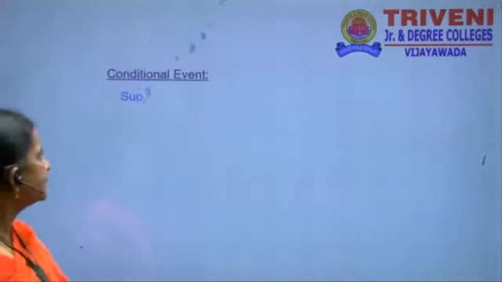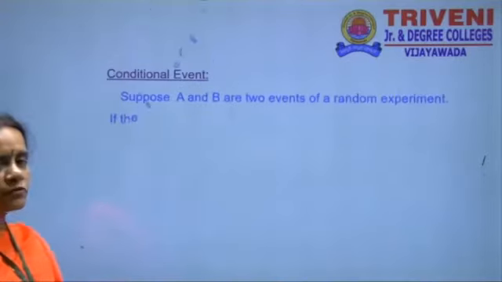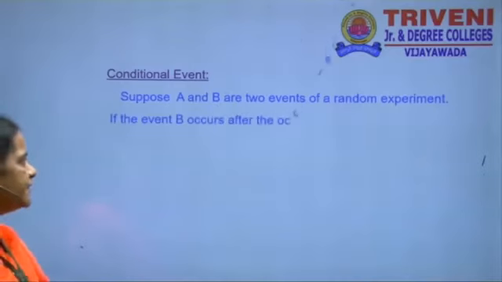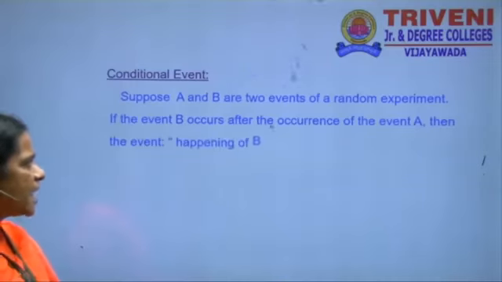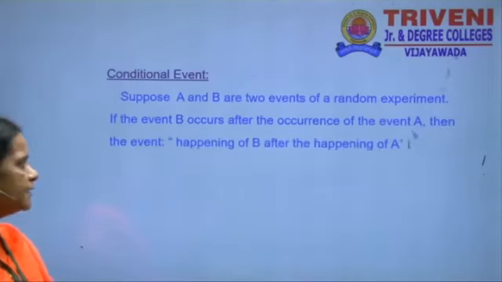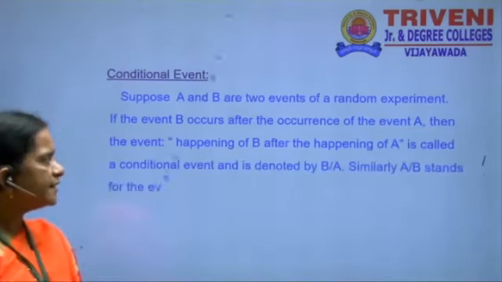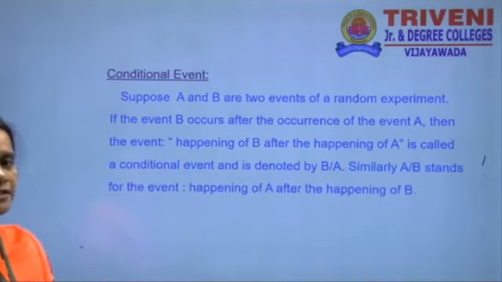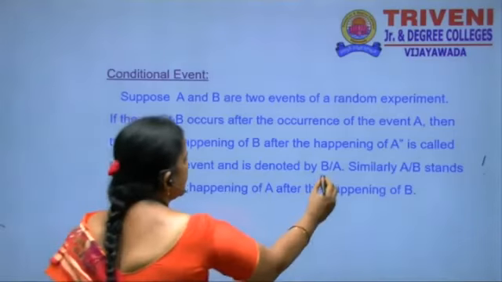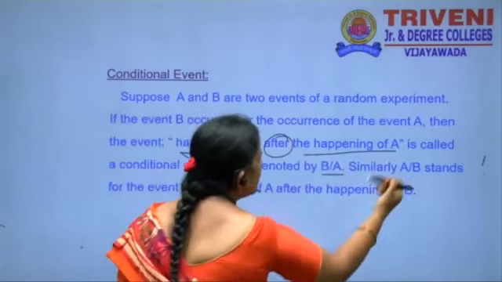The next definition is conditional event. Conditional event means suppose A and B are two events in a random experiment. Then the event B occurs after the occurrence of A, the happening of B after the happening of A, is called a conditional event. It is denoted by B of A, the happening of B after the happening of A.